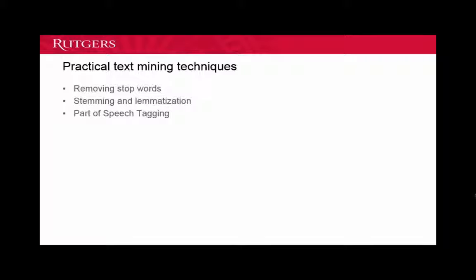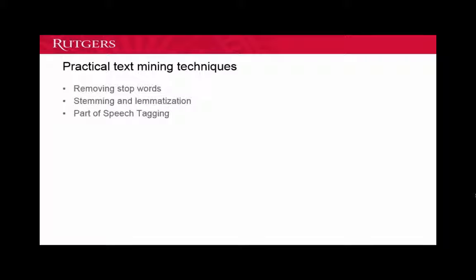Lemmatization is a little more involved. You can take the verb to be and all the different conjugations and lemmatize them, transforming them all into the word be, the root form of the verb. So are would turn into be, was would turn into be.